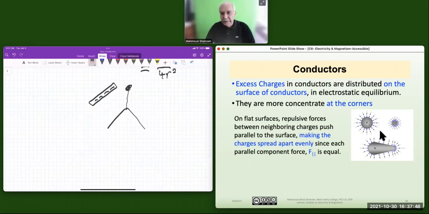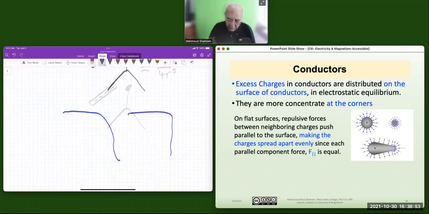Say you add a lot of charges on top of this sphere. Because the sphere is uniform, all these charges, as they distribute themselves, push each other away because they're the same sign. But when you get to an object like this, which has a sharp corner, the like charges, the positive charges here, push each other away in a uniform manner. But when this positive charge gets here, there's nothing on this side.